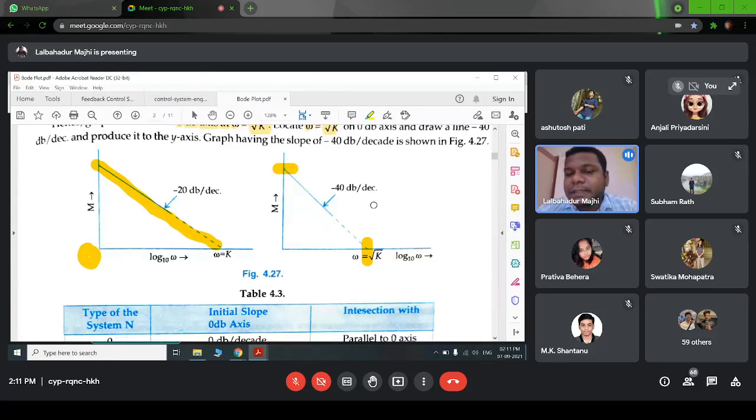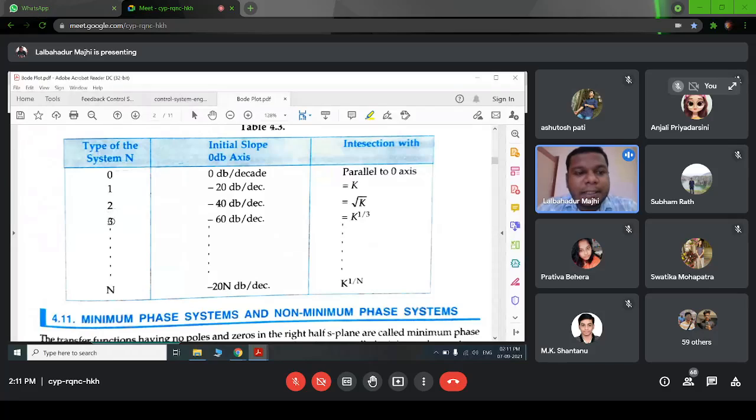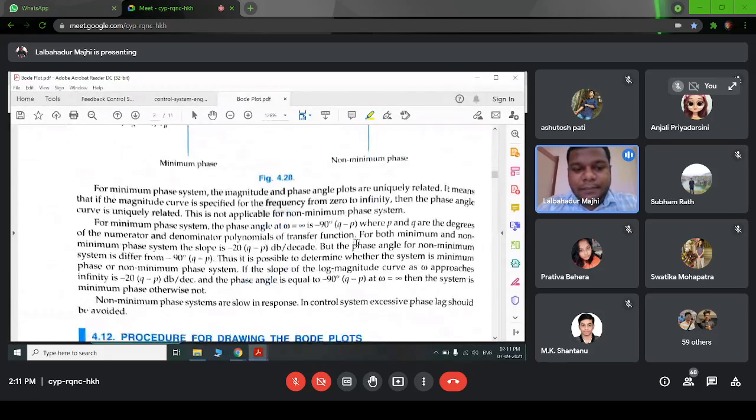Clear? For a single pole it will be minus 20 dB per decade, for a double pole minus 40, and for a triple pole minus 60 dB per decade. The same applies for zeros also. So if we have a third order, type 3 system, then the value of omega will be k to the power 1 by 3, and at that point the asymptote will intersect the 0 dB axis. I will go through this later. First, let's see an example.